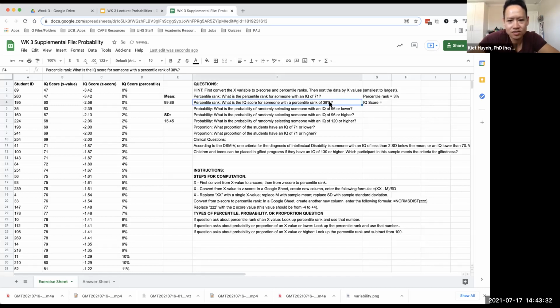All right, so we were working with a percentile rank. Again, look down here. When you're working with percentile rank, you just look up the percentile rank and use that number. But this time we're working backwards. We have the percentile rank, and we have to find the X value. So let's look up a percentile rank of 38%.